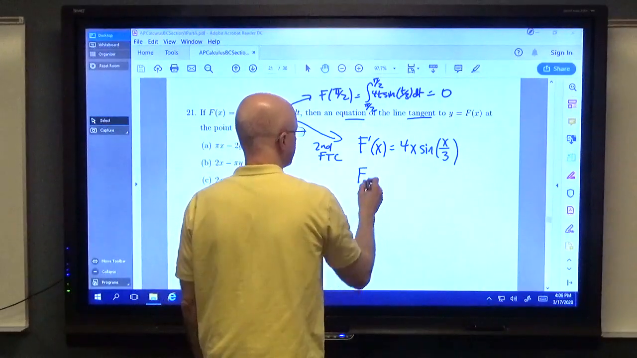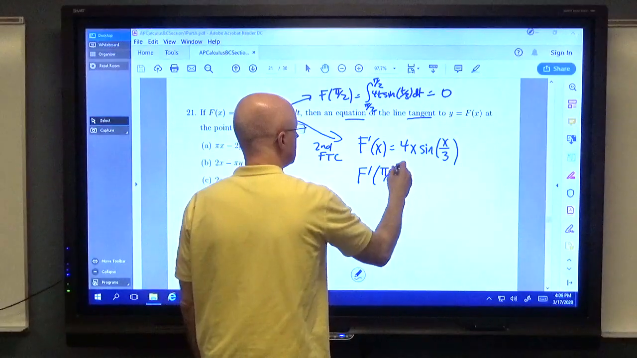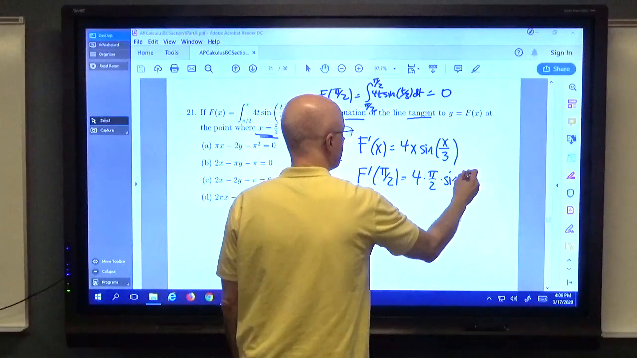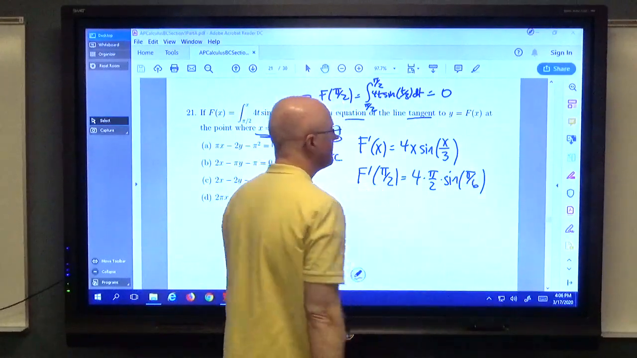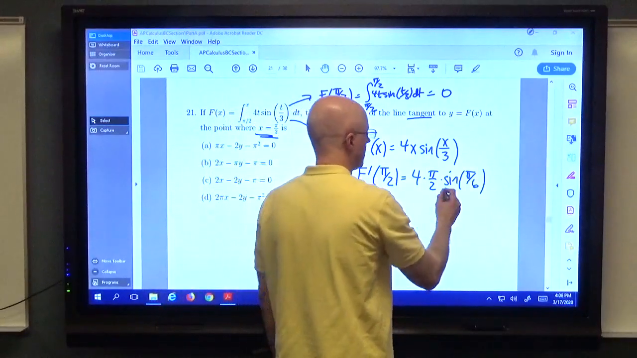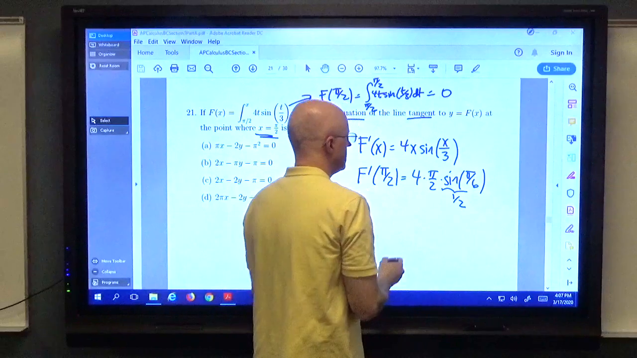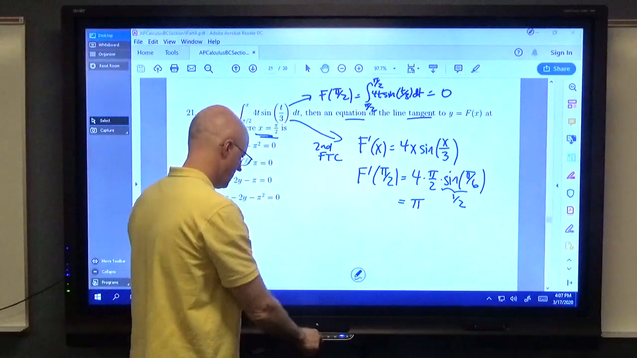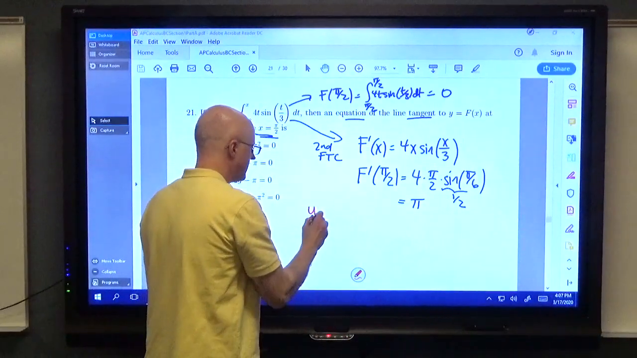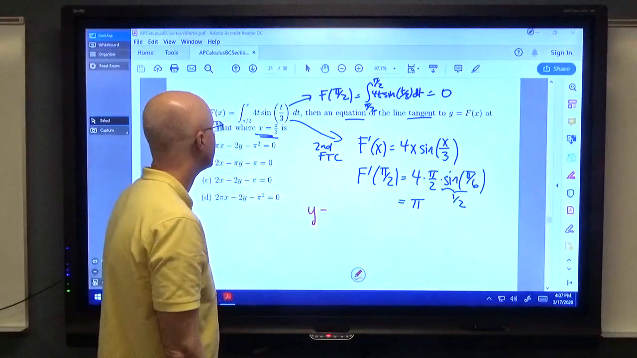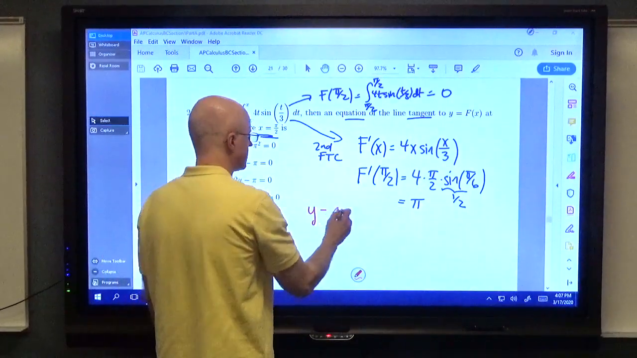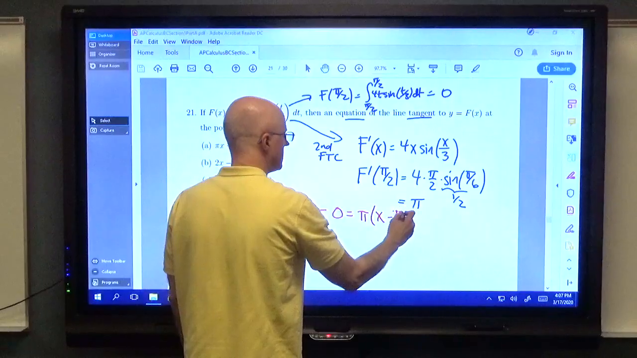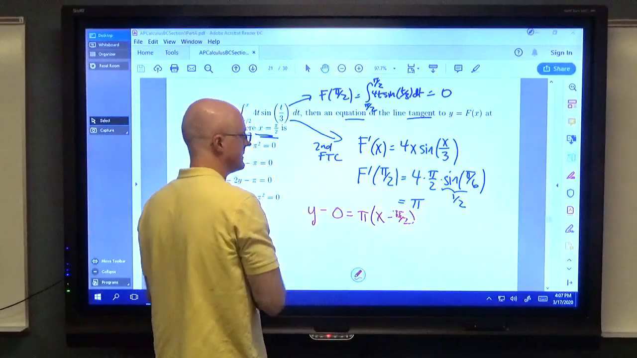What about the slope of the graph at pi over 2? Plug in pi over 2 here. Pi over 6 is 30 degrees. Sine of pi over 6 is 1/2. The 4's end up canceling. This is pi. So the equation of the tangent line, if I think about point slope form right away, is y minus 0 equals pi times x minus pi over 2. Pi over 2 there.